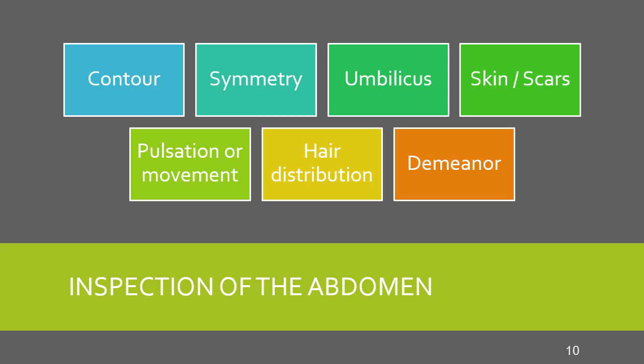So when we inspect, we're looking at things like contour and symmetry. We look at the umbilicus to see if it's an innie or an outie, but also to see if there's any protrusion like a hernia. You want to look at the skin to see if there's any striae or scars. Look for pulsations or movements that would suggest an underlying aneurysm or vascular problem. Note any hair distribution, and then the demeanor. By demeanor, you're thinking about the overall tension of the abdominal muscle wall. So does the person appear to be guarding? Are they tense or are they relaxed?